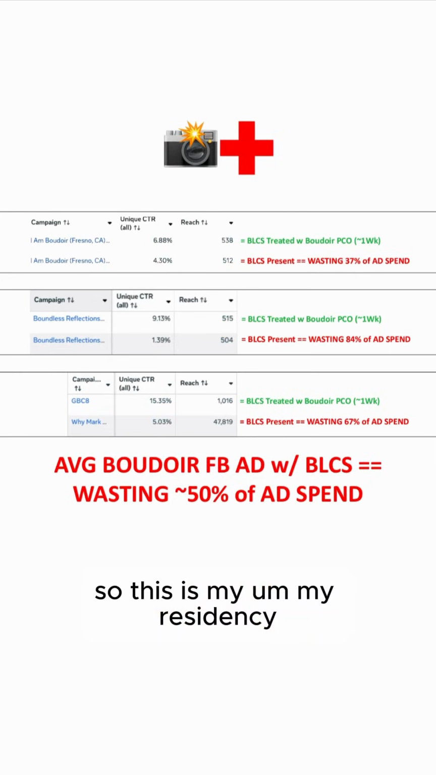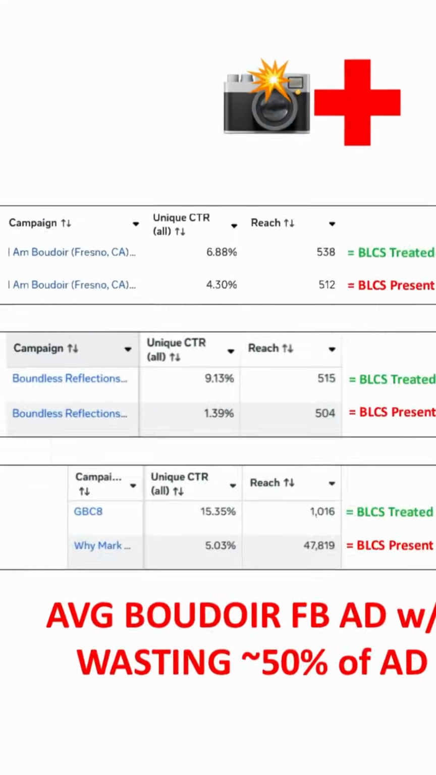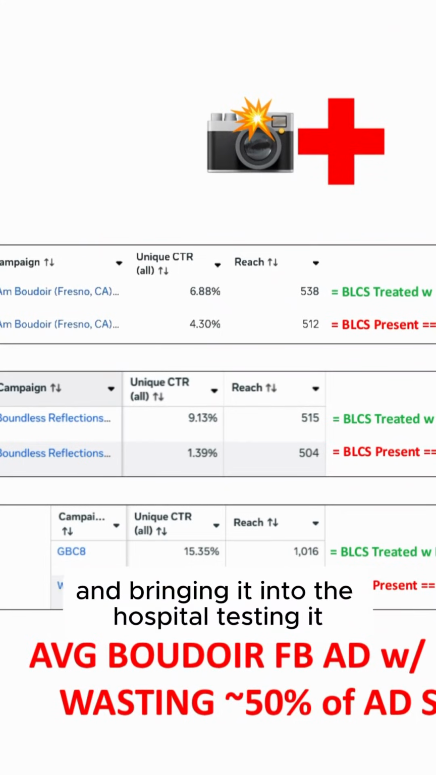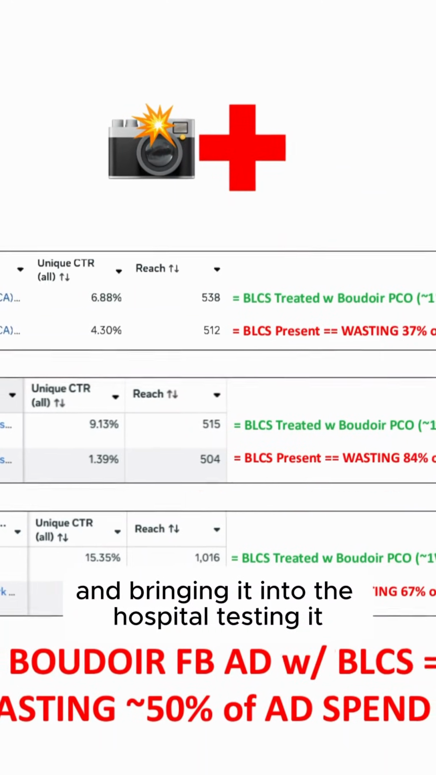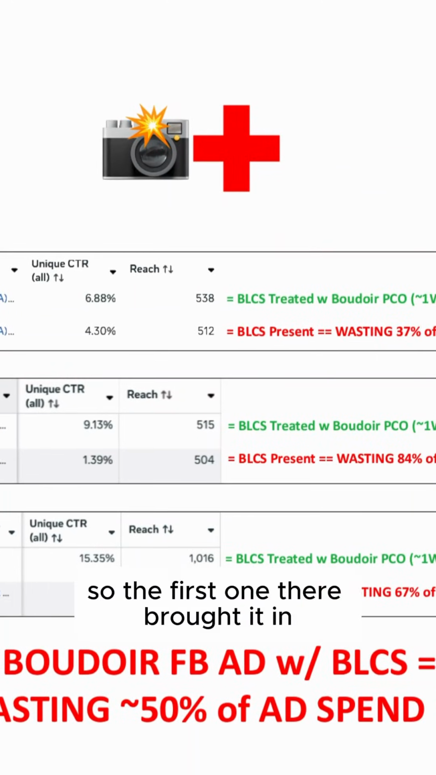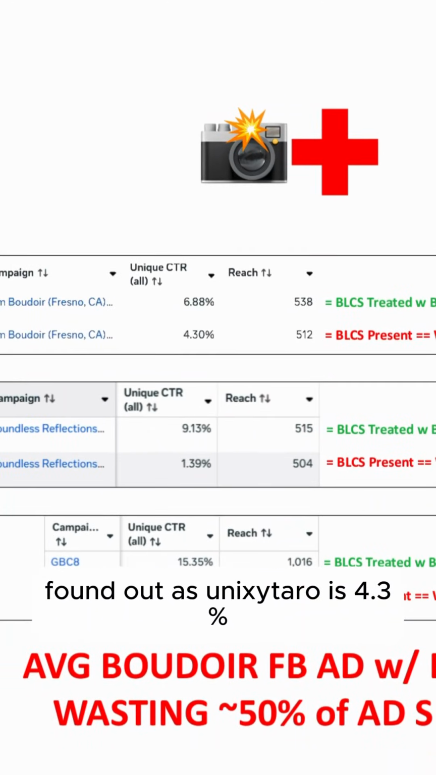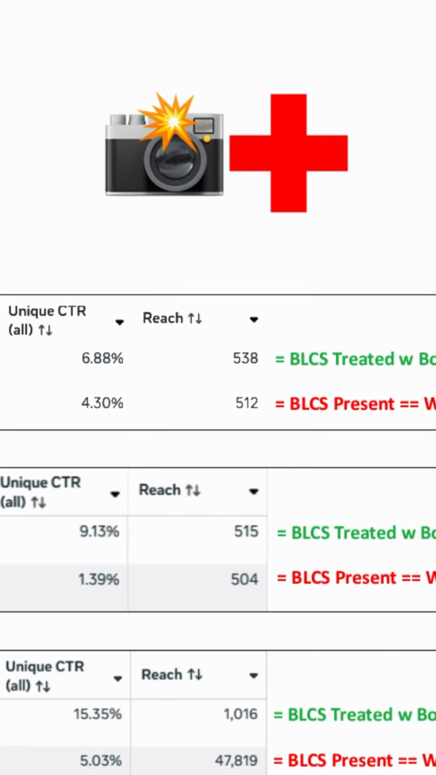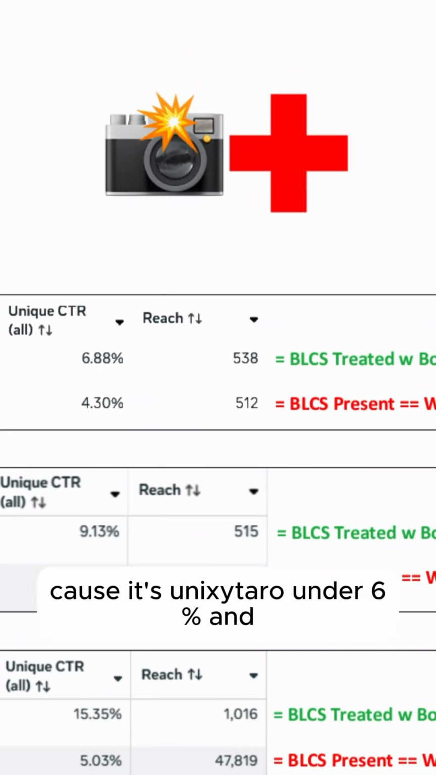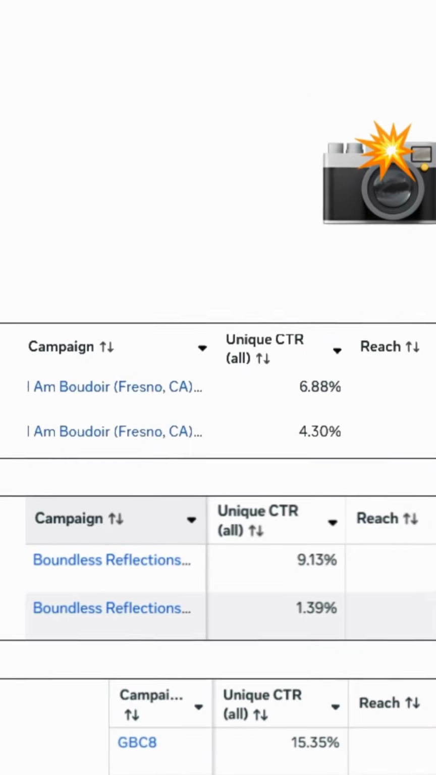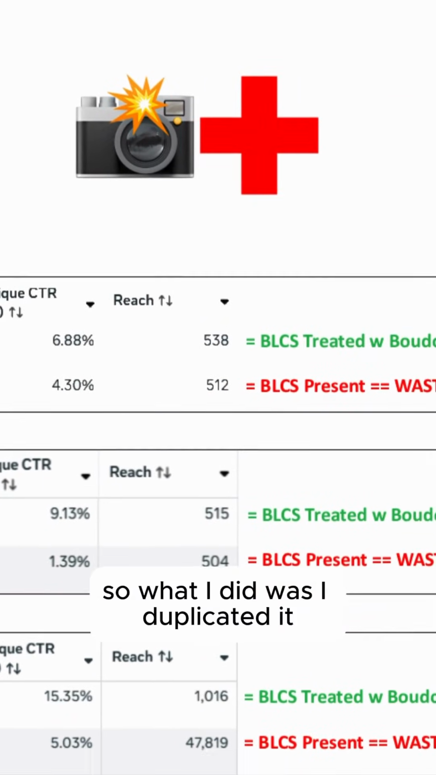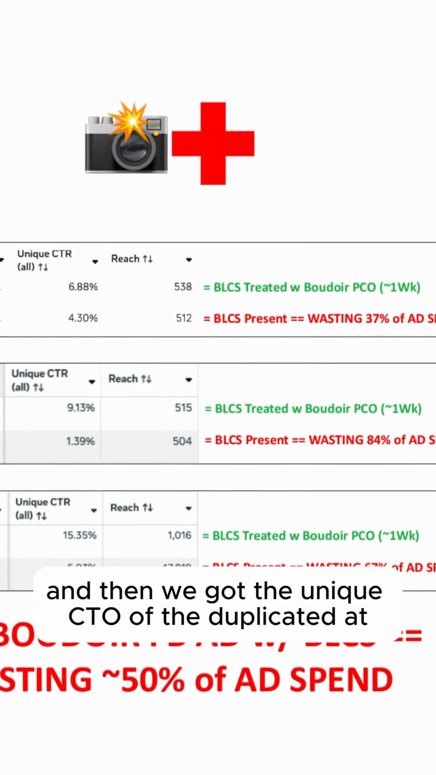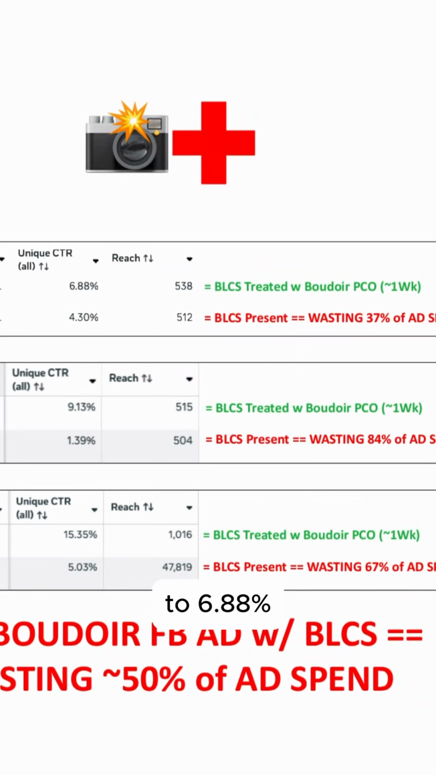So this is my residency, my history with that. First part of my residency, finding a Boudoir Facebook ad out there and bringing it into the hospital, testing it. So the first one, I brought it in, found out its unique CTR was 4.3%. So we figured out BLCS is present because its unique CTR is under 6%. So what I did was I duplicated it, treated it with Boudoir Pico, takes about a week, and then we got the unique CTR of the duplicated ad to 6.88%.